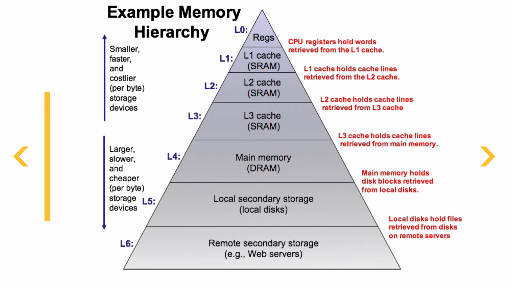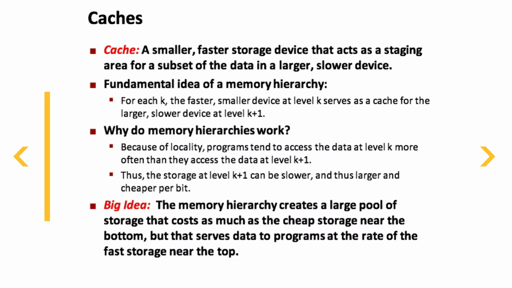And eventually we've got at level 6 remote secondary storage. This is stuff that lives out there on the network, right? This is out on web servers, and that stores a whole lot more data, because at that point anything that's out there available on the World Wide Web is available to be remote secondary storage for you.